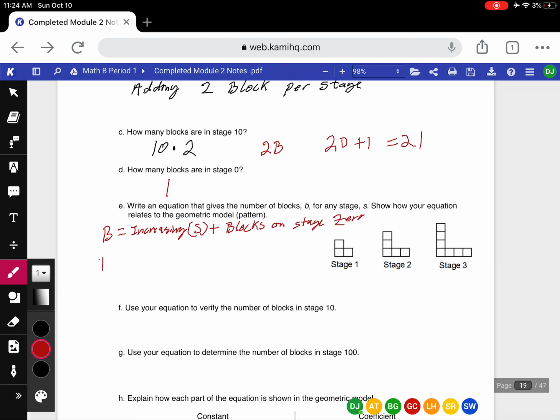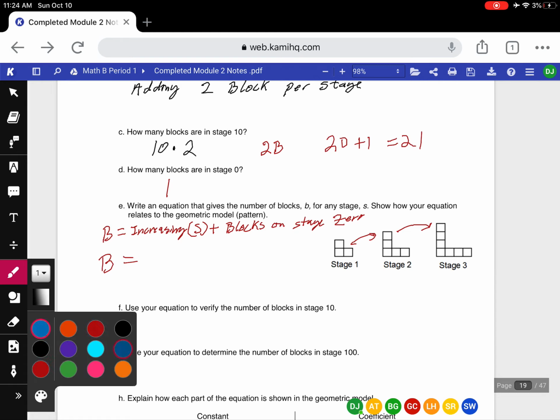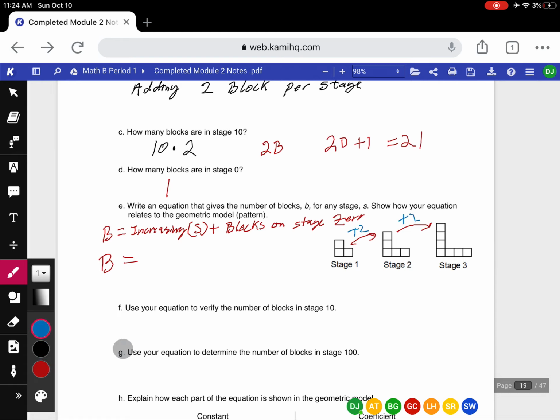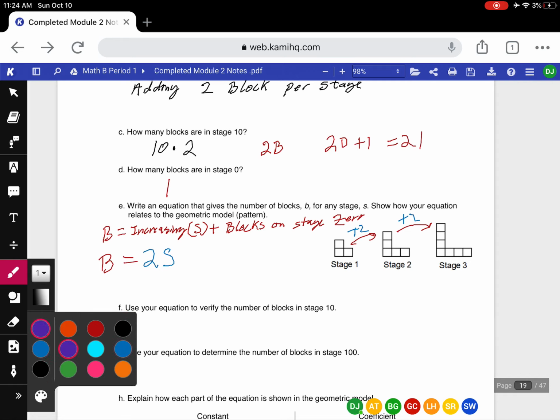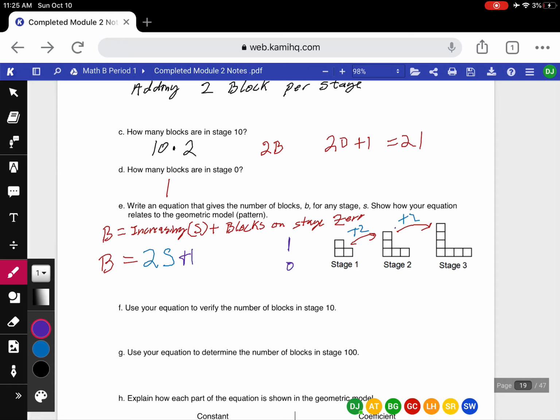So in this instance, the total amount of blocks is equal to, once again, what am I increasing by? I'm going up by 2 each time. That means I'm adding 2 blocks for every stage. And then the other part is I need to figure out how many blocks were on stage 0. If we go down 2, if I started on 7, I went down to 5, started on 5, went down to 3, and started on 3 and went down to 1. So that would just be a plus 1 right there.